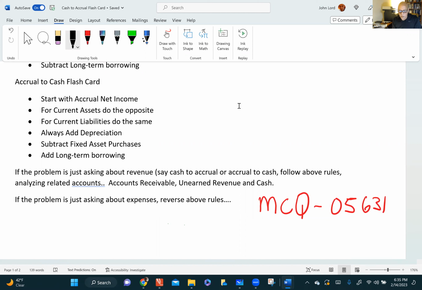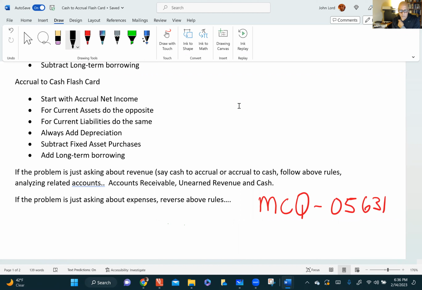Always add depreciation, okay, to go from accrual to cash, because for net income under the accrual basis, you take that as an expense, so it reduces your net income. But for cash basis, depreciation isn't taken. It's not a cash expense, right? It doesn't have a cash outflow, so we don't treat it as an expense for cash basis.